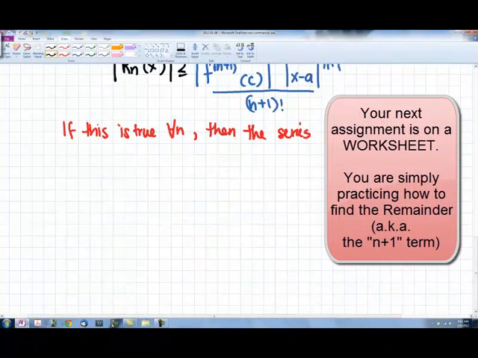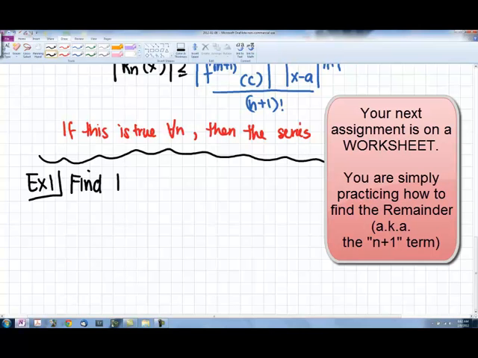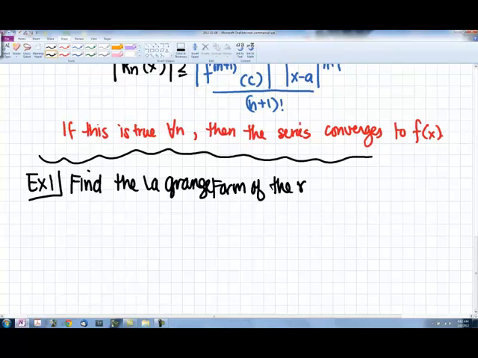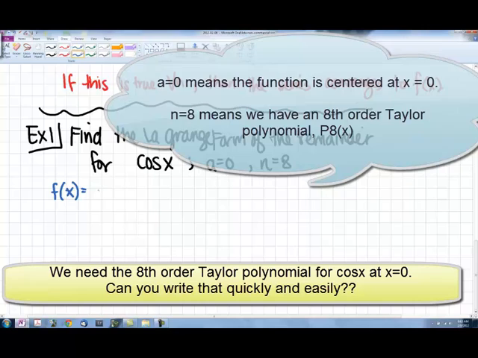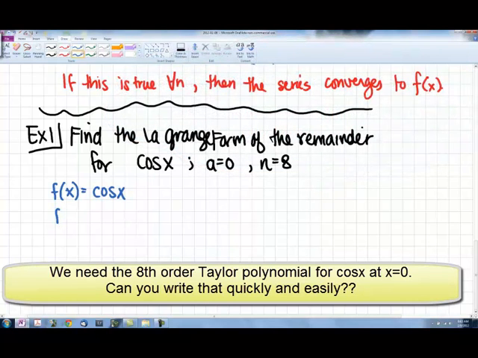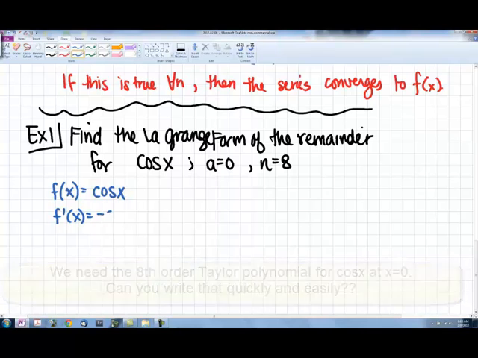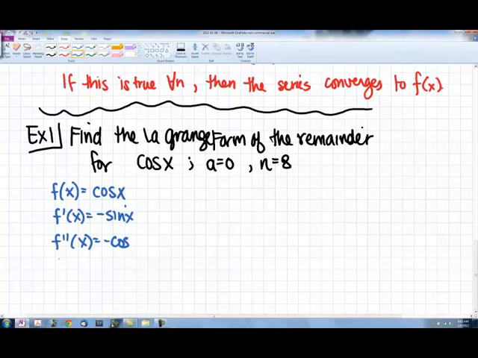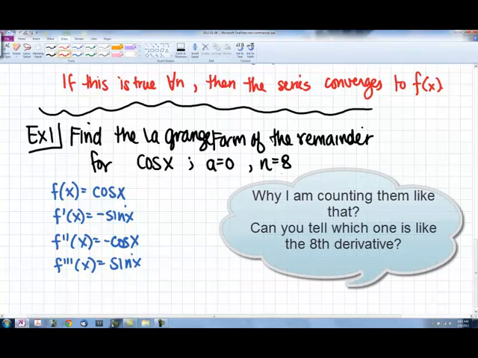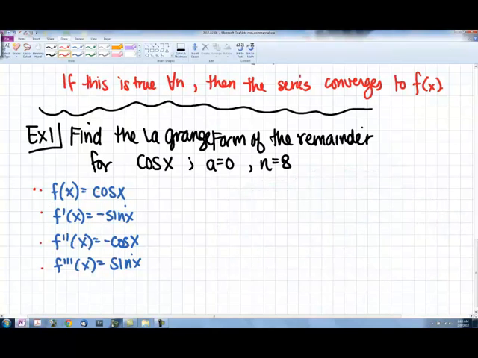So let's do some examples. For now, let's just try and see if we can calculate it. I want us to find the Lagrange form of the remainder for the function cosine x. I'm going to tell you a is 0 and n is 8. Since this is a nice cosine function, I'm just going to write it out. f is cosine, f prime is negative sine, f double prime is negative cosine, and f triple prime is sine x. And then it repeats. Okay, so if I want the 8th derivative, that would bring me 3, 4, 5, 6, 7, 8, and then my Taylor polynomial would end with a cosine function in there.